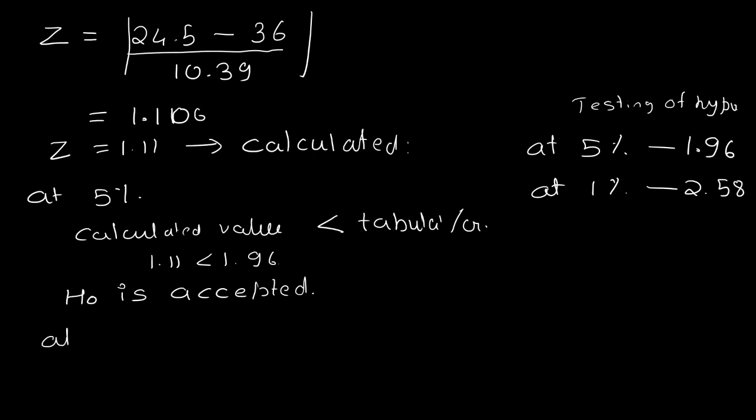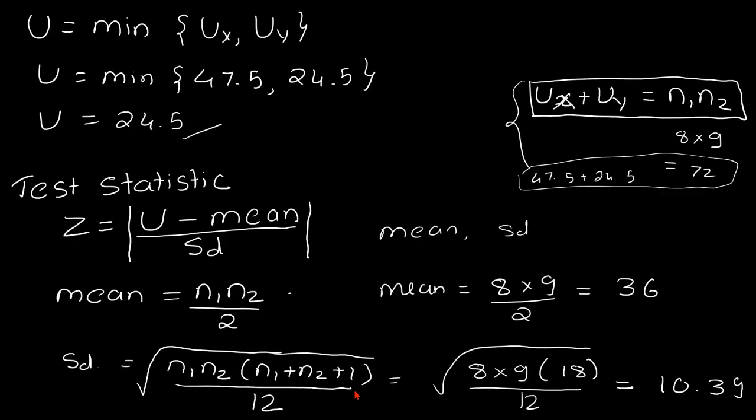Now, similarly, at 1% it is 2.58. Okay, so again, this calculated value 1.11 is less than 2.58. Therefore, again, H naught is accepted at 1% level of significance. So basically at both the levels of significance, this is accepted. So this is how you proceed with such kind of examples.